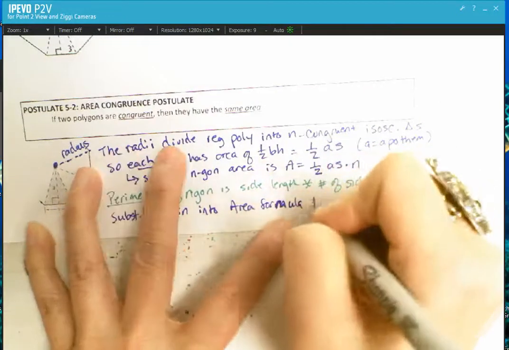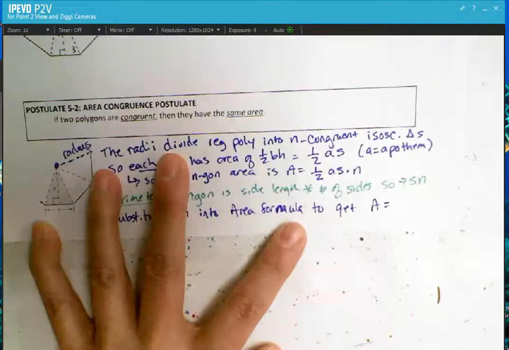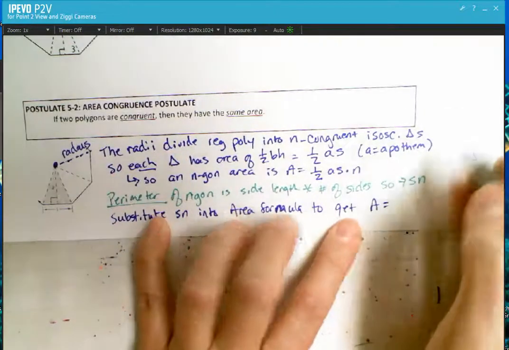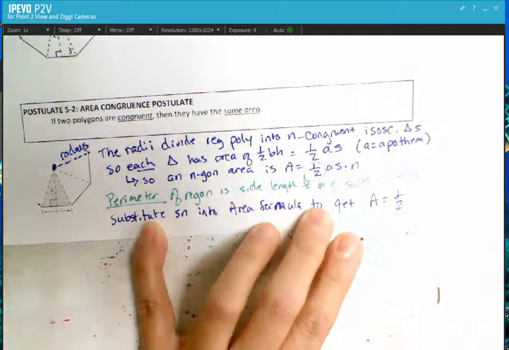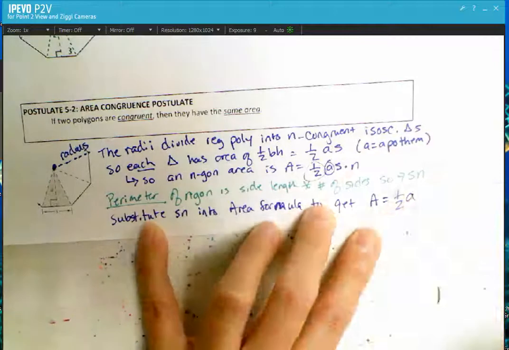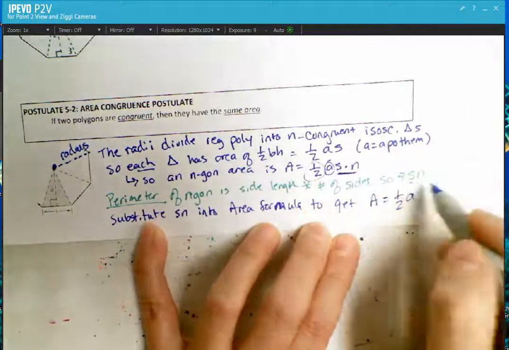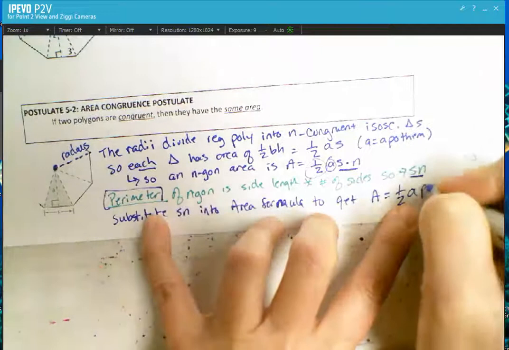to get the area is equal to 1/2, so that's where the 1/2 is coming from, a, which is our apothem, and then the sn, which we decided is just the perimeter, so p.